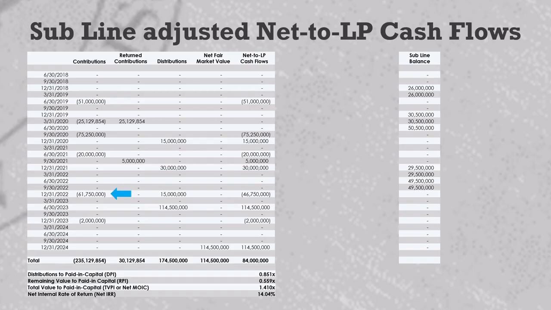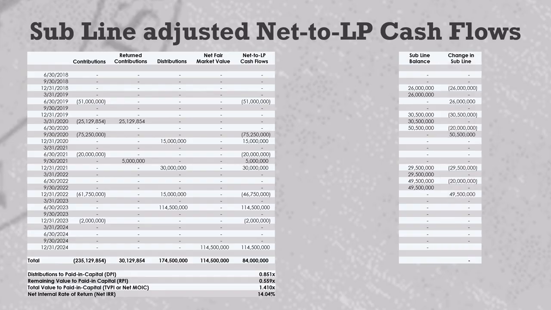So there's a lot going on here, but guess what? You do not need to know any of these details to calculate a subline adjusted net IRR. All you need to do is look at that subline balance and measure the change. If it goes up, that's a negative number, and if it goes down, that's a positive number.